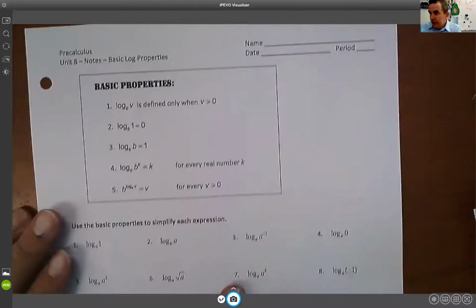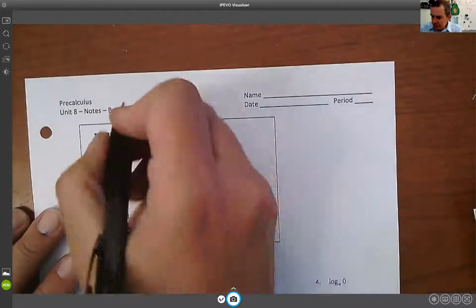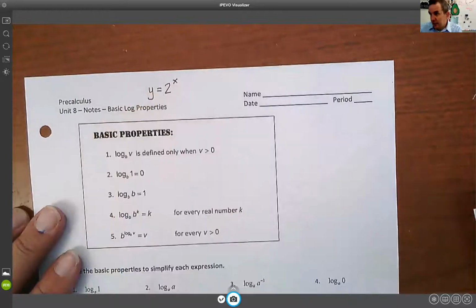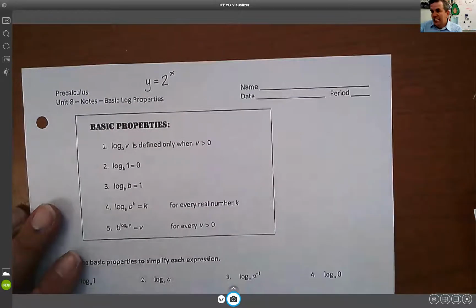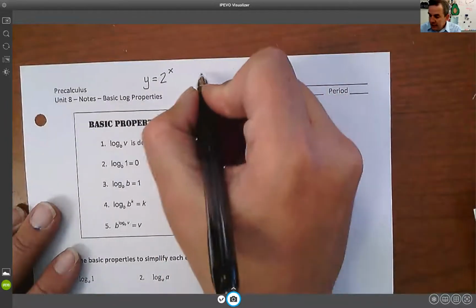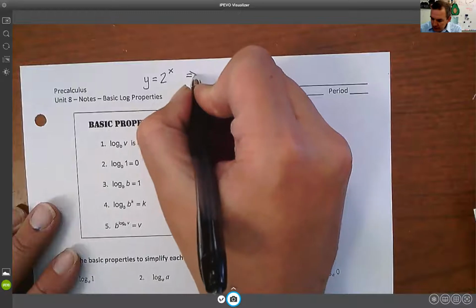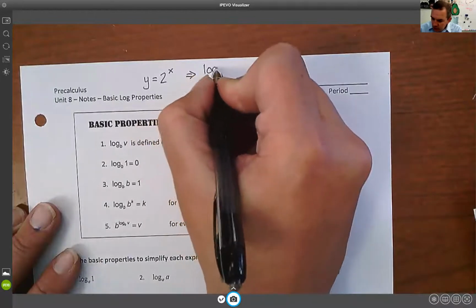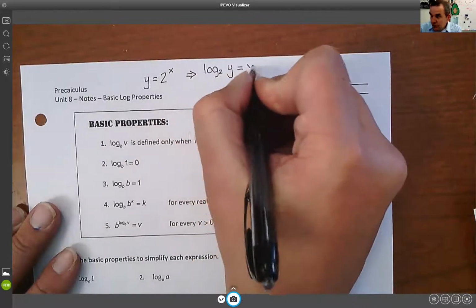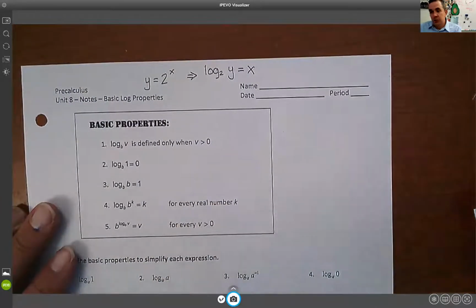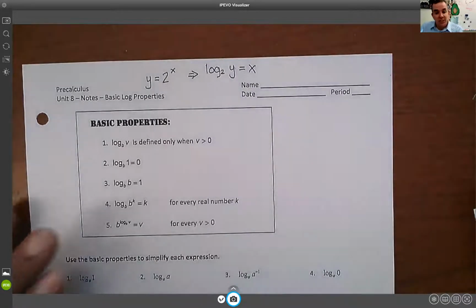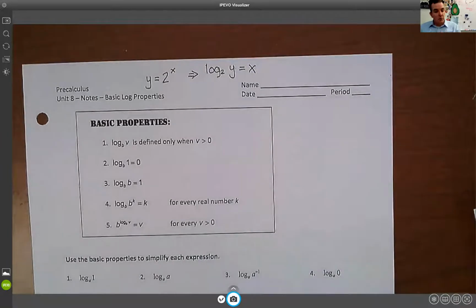If you have an exponential, let's say y equals 2 to the x, the inverse of it, undoing it, is called a log. The way this would be rewritten is log base 2 of y equals x. It's the way we undo it. When you undo an addition with a subtraction, or a multiplication with a division, you undo an exponent with a log.